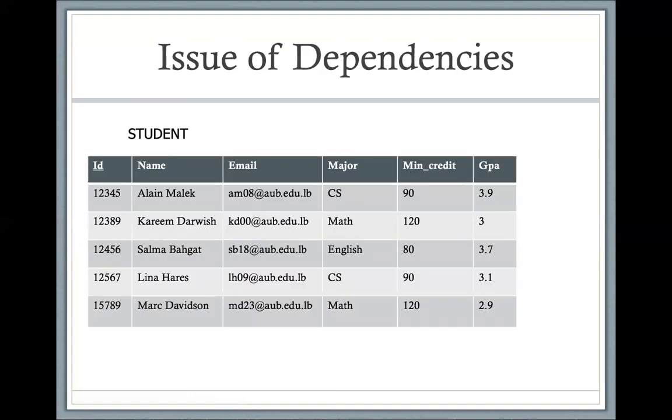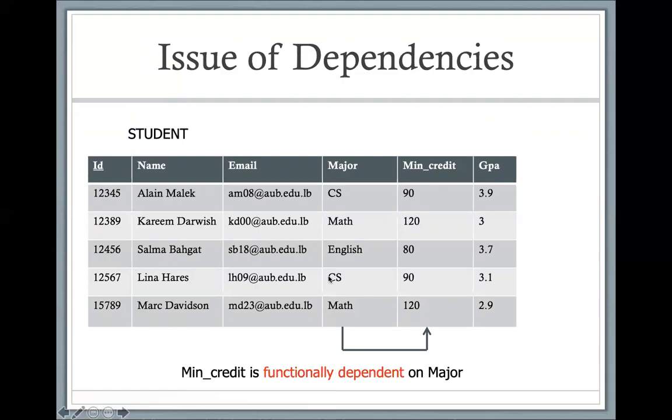So the redundancy, or the anomalies, come from the issue of dependencies. There are certain attributes in this table that depend on other attributes. So basically, if you look at this, the major functionally determines minimum credit, or minimum credit is functionally dependent on major. It's a very important concept in databases. It's used in data cleaning. It has a lot of applications. It's a very important thing to know about databases.